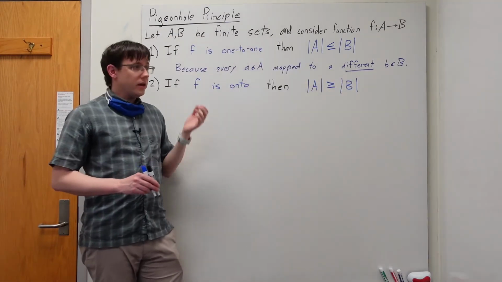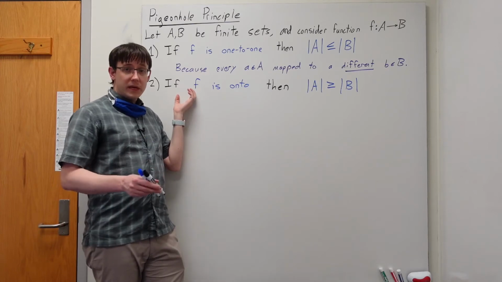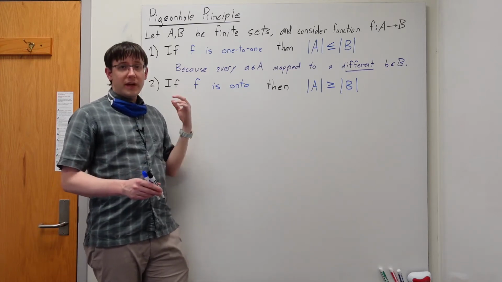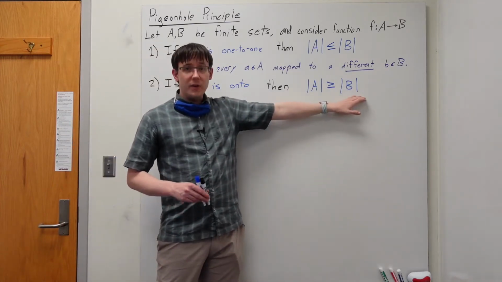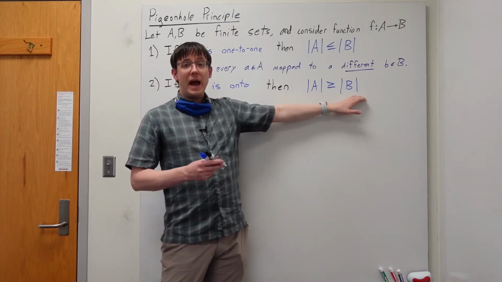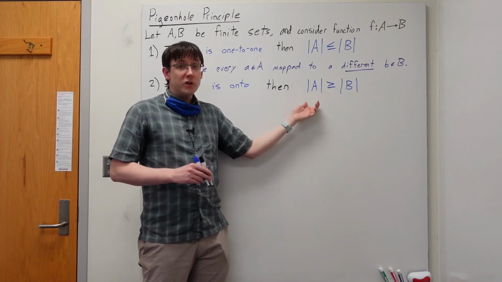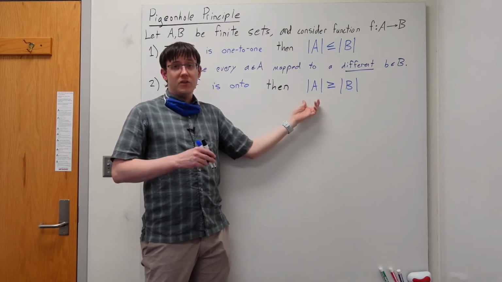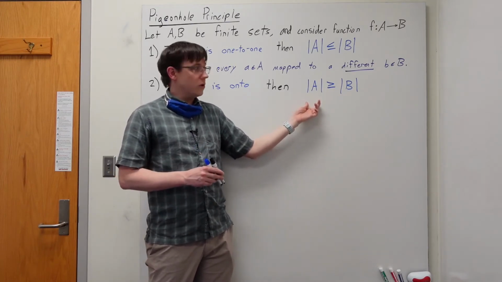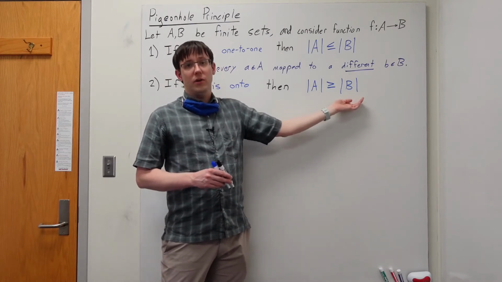On the other hand, if the function that maps A to B is onto, then that means that every element of B is the output of the function for some input. So there must be at least as many elements in the input set in order to produce all of those outputs.